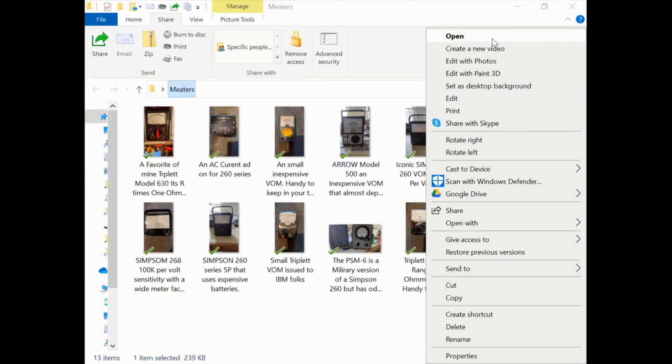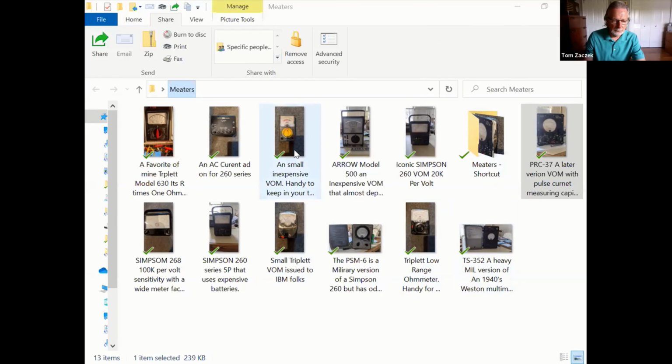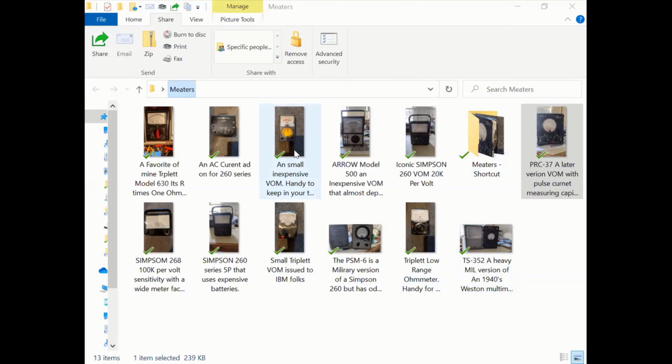And let's see. I think I've covered it all. Okay, well, that's just about used up all the time there, Don. So yeah, that's about all I've got to offer. I've got another couple of VOMs, but this is my basic collection.